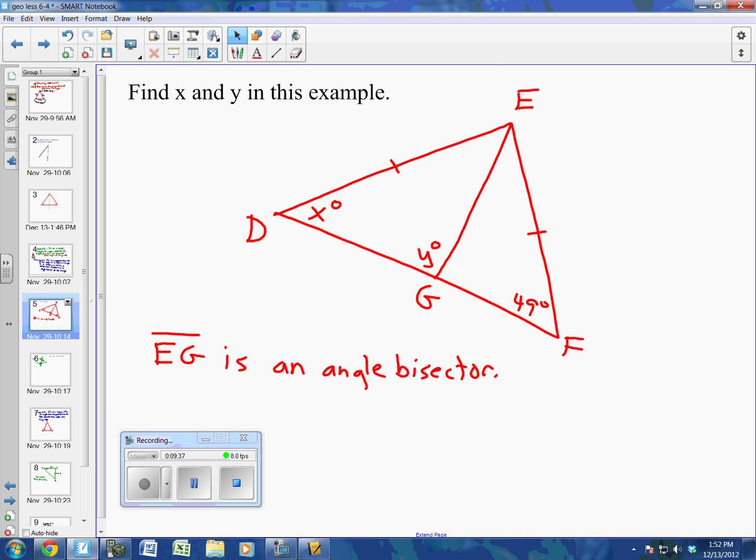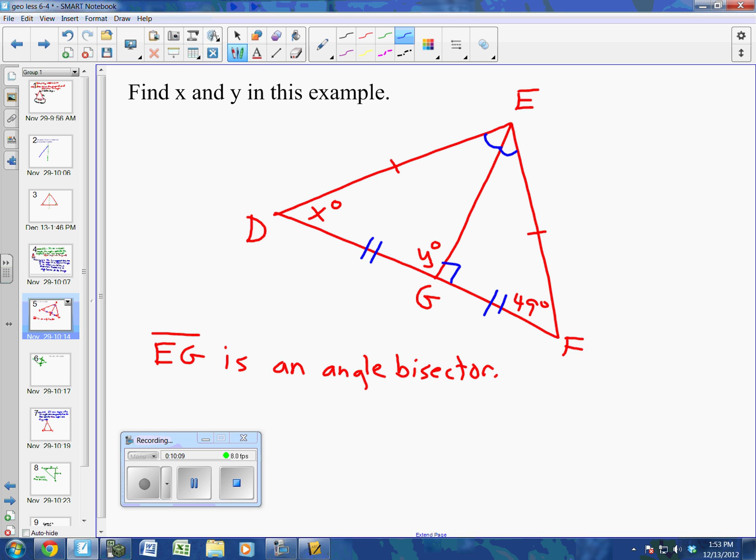Okay, so we know that since that's an angle bisector, these two are congruent. We know that this line right here is what? Since it's an angle bisector, what else is it? It's an altitude. These two things are congruent. It's all four of those things, right? So knowing all that, does it allow me to find x and y?